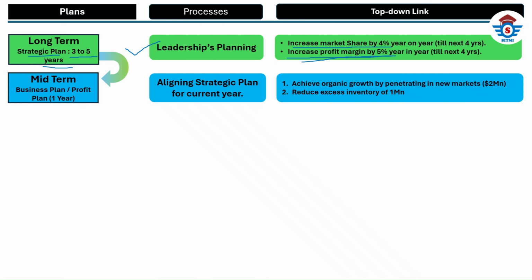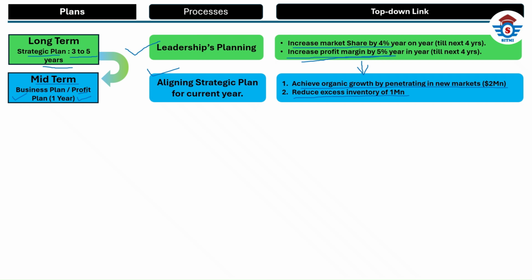Our next type of planning is midterm planning, which is commonly called the business plan or profit plan and is usually created for a 1-year horizon. These plans are usually made for next year at the end of previous year. In this plan, strategic plan is further linked into yearly plan to achieve set directions. For example, a company may plan to achieve organic growth of $2 million, or they may plan to reduce $1 million of excess inventory, or improve profitability of certain product lines, or even optimize costs within the year.